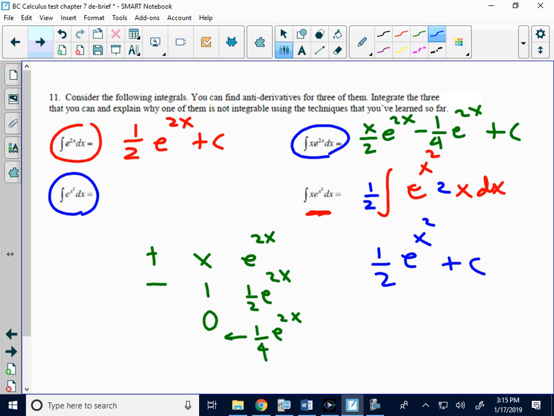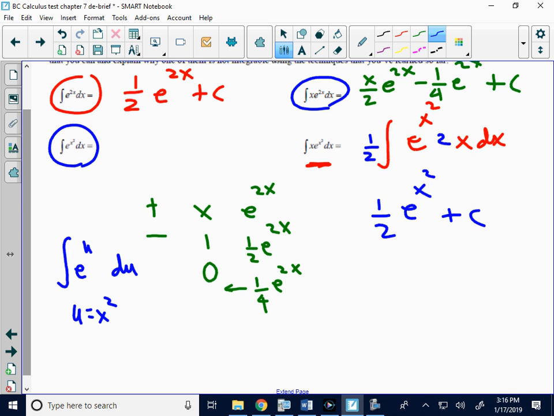This last one is the one that we cannot integrate. We would want to use this rule. Unfortunately, u is x squared, du is 2x dx, and we have the dx, but we don't have the x. We can put a 2 in, but it doesn't do us any good. You cannot introduce variables.